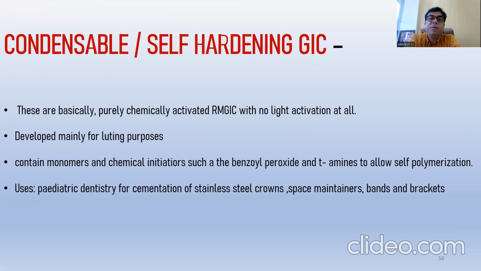Now, what are condensable and self-hardening GICs? These are basically purely chemically activated resin modified GIC with no light activation at all. It is developed mainly for luting purposes, contains monomers and chemical initiators such as benzoyl peroxide and tertiary amines to allow self-cure polymerization. Used in pediatric dentistry for cementation of stainless steel crowns, space maintainers, bands, and brackets.